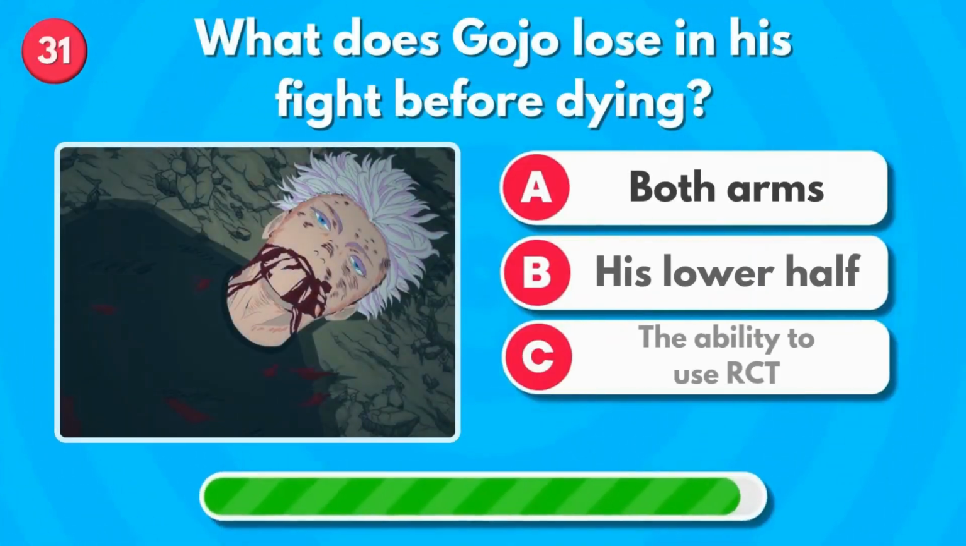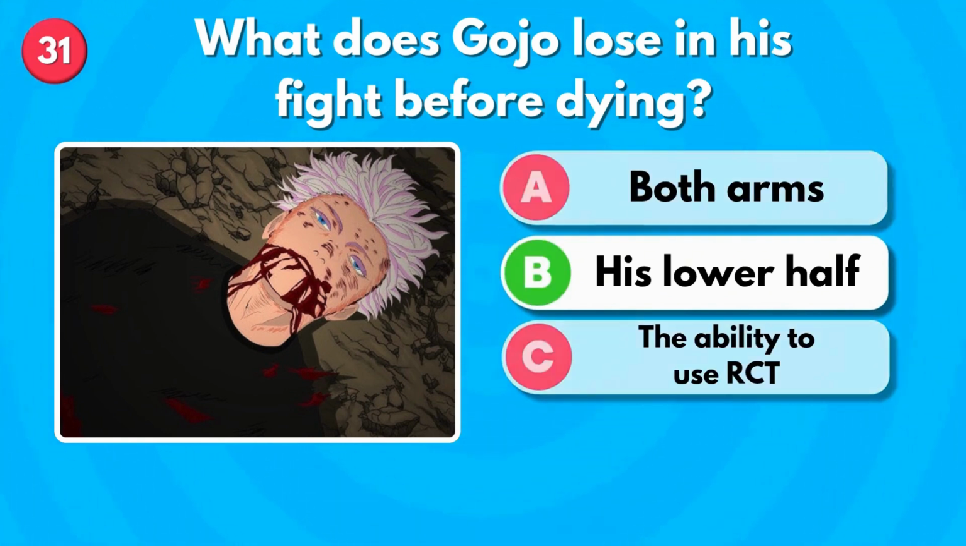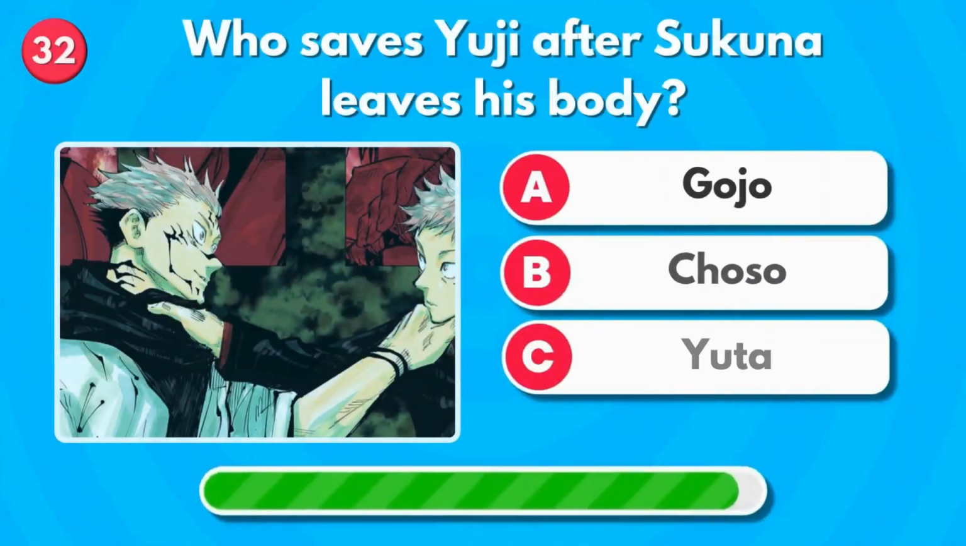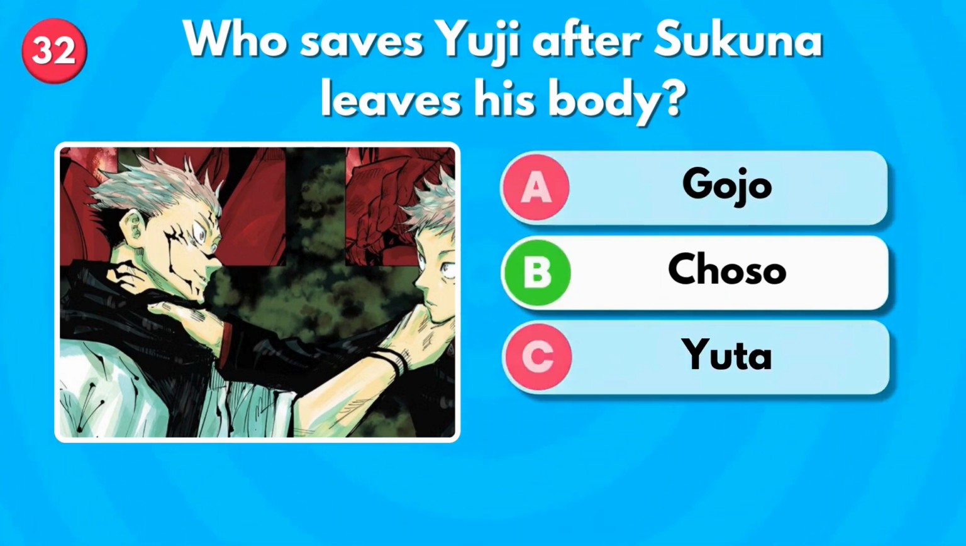What does Gojo lose in his fight before dying? His lower half. Who saves Yuji after Sukuna leaves his body? Choso.